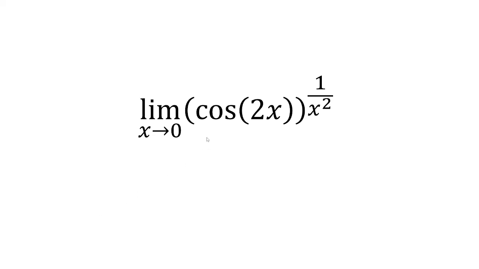In this video, we find the limit as x approaches 0 of cosine 2x raised to the 1 over x squared power.